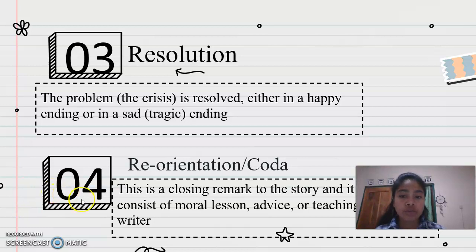And the last one is reorientation or coda. This is a closing remark to the story and it is optional. It consists of moral lesson, advice, or teaching from the writer. So in the reorientation or coda is the moral message from the story for our life.